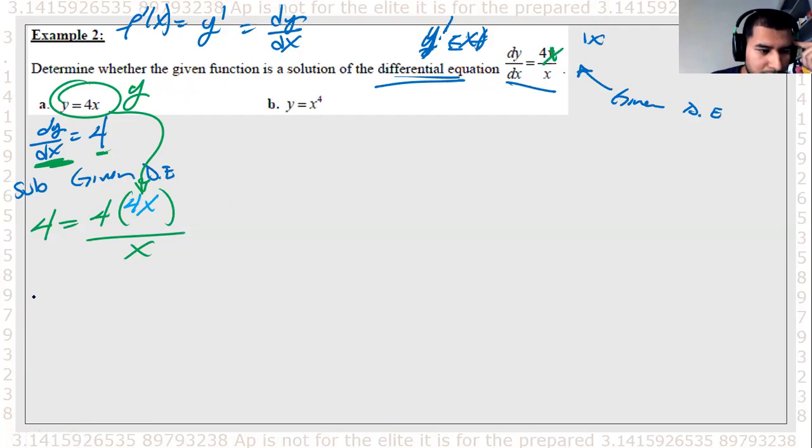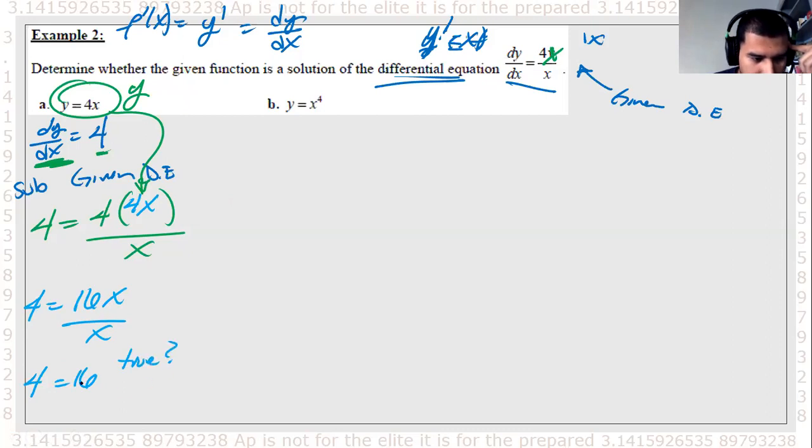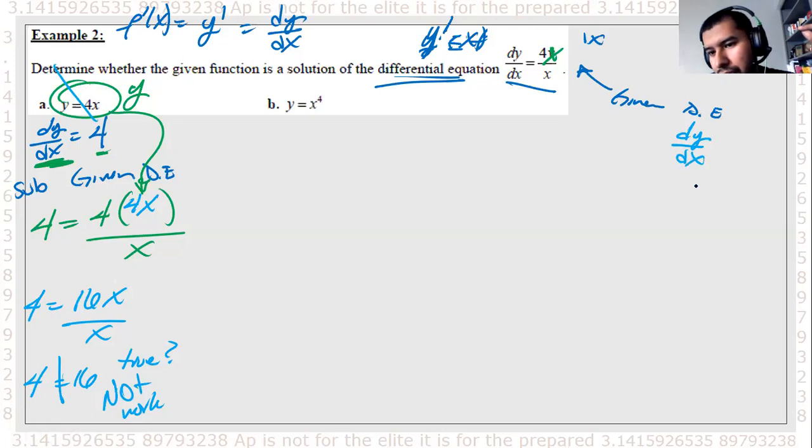So I'm going to go ahead and substitute. I got 4 on the left-hand side. I got 4 times 4, that is 16x over x. And I can go ahead and see that 4 equals 16. Is that true? No, it's not. So this will not work. That does not work. Pretty much all we did was derive and then sub in dy/dx and the given y.